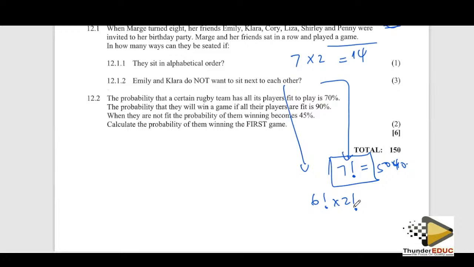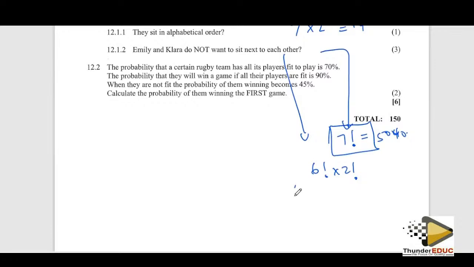Now, what is the probability of them sitting together? Okay, probability we can make.